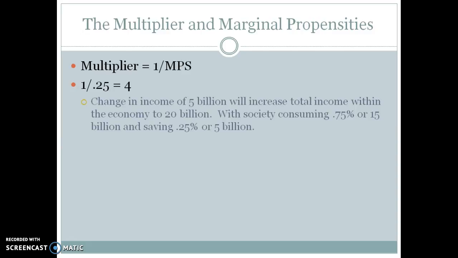Now, to look at it from a macro sense, instead of using $5, let's use $5 billion and see how that affects things. So if our income changed by an increase in investment of $5 billion, how would that affect total income within the economy? Well, you take your multiplier, 1 over 0.25, and find that it's 4, and then you take the $5 billion of increased investment and multiply that by 4, and what we would come up with is an additional $20 billion that are available for people to consume and save.